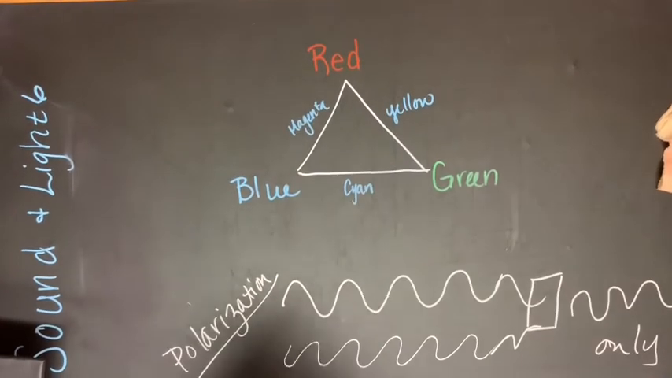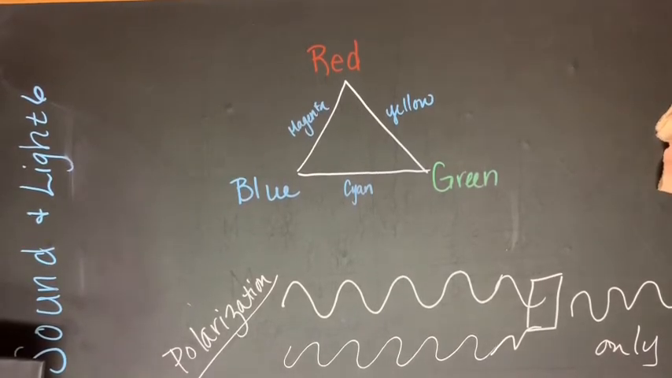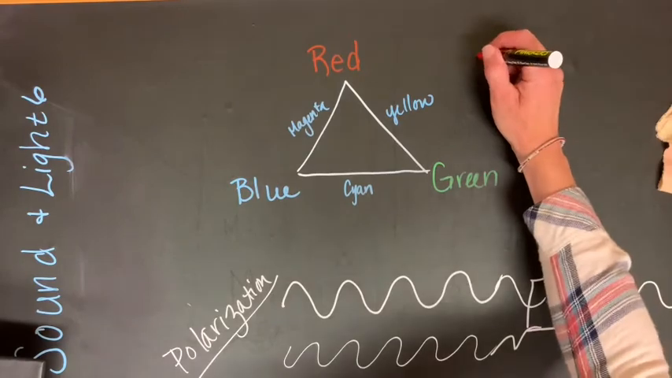We're going to finish up our talk of sound and light by talking about color, polarization, and refraction. Humans see in color because we have cone cells in the eye, and each cell is receptive to red, green, or blue light. Now, red, green, and blue light all have different wavelengths, so it does go by the color.